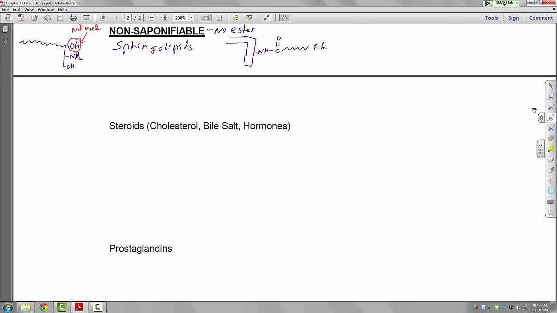And this bond between the fatty acid, the carboxyl of the fatty acid, joined to the nitrogen here. That's not an ester, this is an amide. Amides are not saponifiable. The other alcohol we have down here, this is esterified in a phosphoester, and a phosphoester to an amino alcohol.